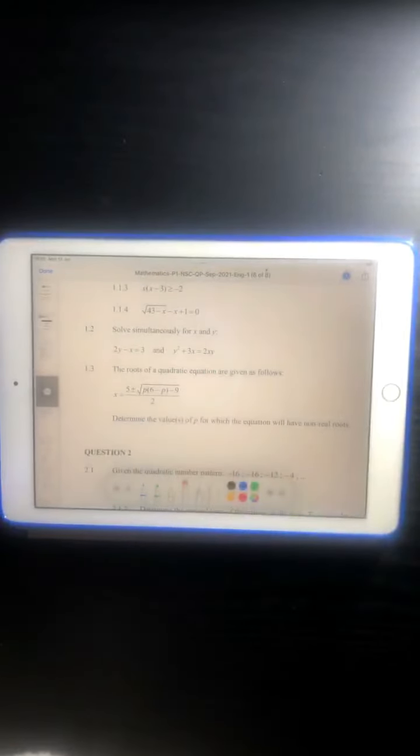So is there someone who wants to give us a guide in terms of how we can best or easily tackle this type of question, guys? Anyone?